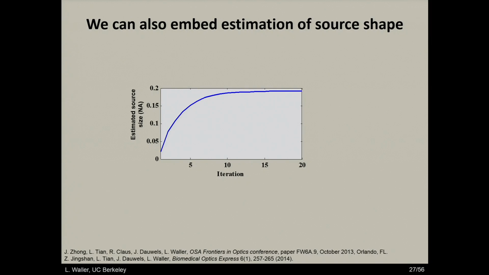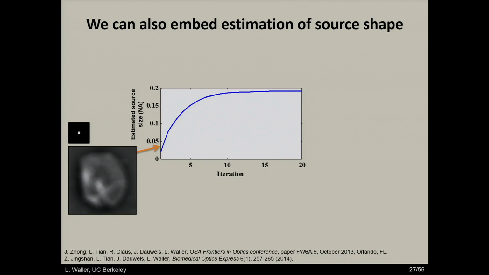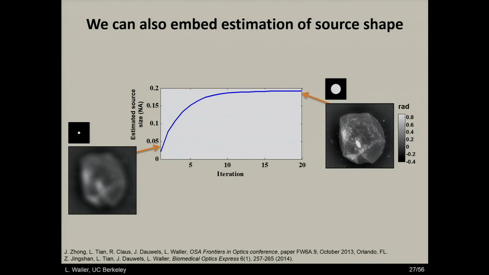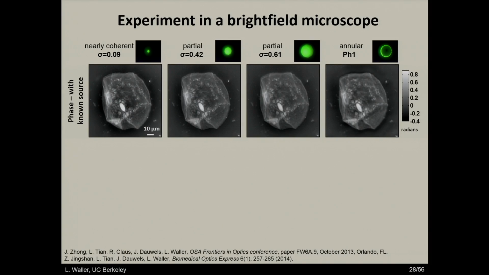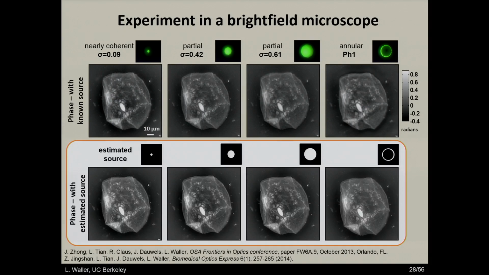So this estimated source size here is plotted along different iterations. I start out with assuming that it's coherent, so a small dot is my source estimate. And my phase looks terrible. It's that original phase recovery result. But after I evolve through these iterations, I get a really nice solution for both the phase and the source that is correct. And you can see it here. So here's the old data. We knew the source and we solved for phase. Now we don't know either of them and we solve for both.